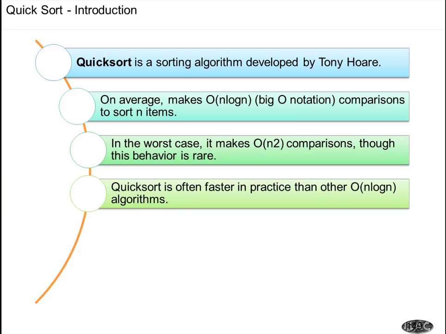In practice, quicksort is one of the fastest algorithms compared to any other algorithm of the same time complexity of order n log n. So if there is merge sort, or any other algorithm of order n log n, quicksort is still faster in most of the cases.